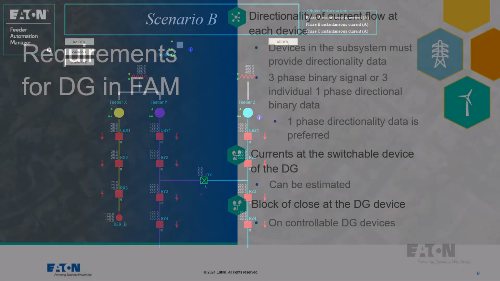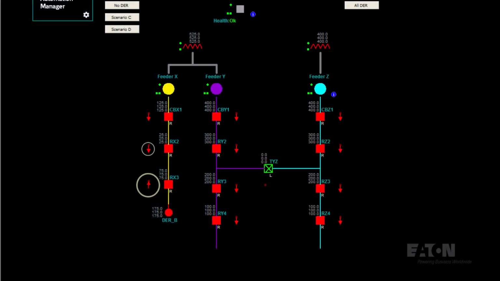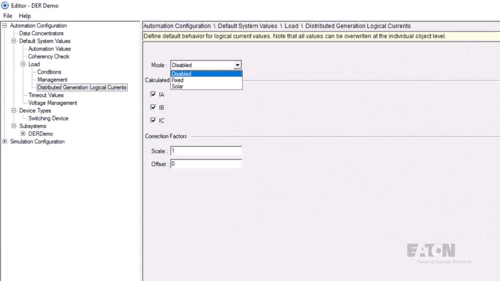Let's take a minute and talk about the requirements that are needed to include DG or DER in our feeder automation software. First thing we're going to need is the directionality of the current flow at every device that could be attached to the DG. We need to know which direction the power is flowing in order to properly calculate the loading. We also need the currents at the DG to know how much load it is carrying. Those currents can be estimated, and I'll show you a couple of options for that.